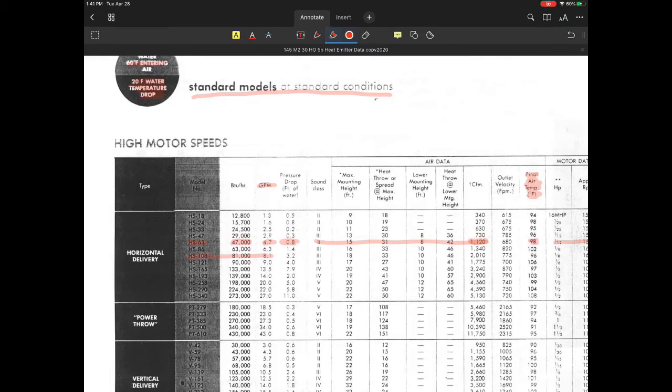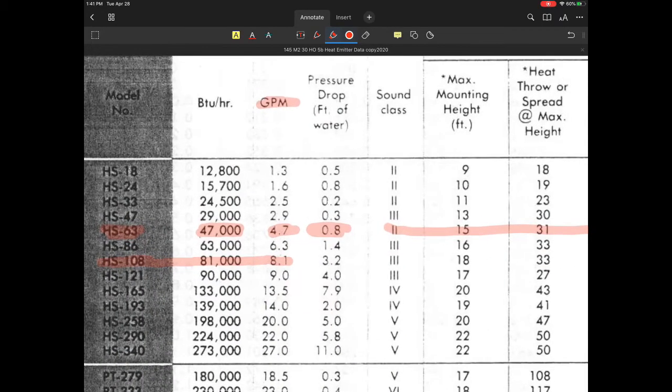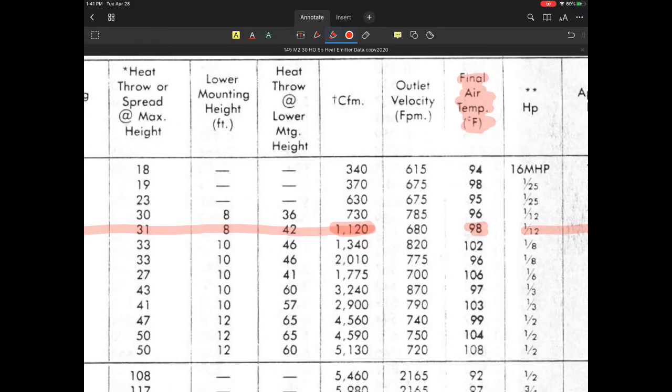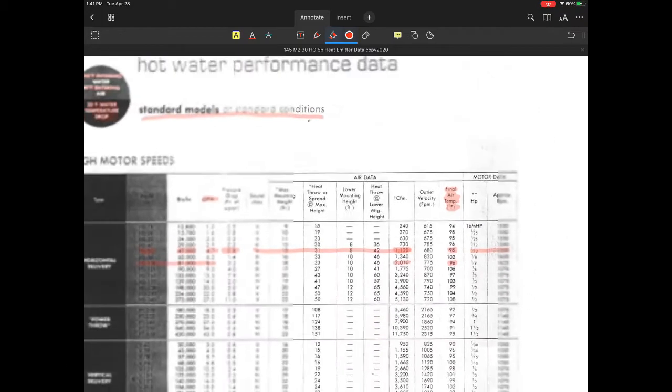Now if I pull up another one of these, an HS108, the HS108 has a capacity of 81,000 BTUs. It would need to have 8.1 gallons a minute with a pressure drop of 3.2 feet of water. That would be in and out of the hydronic side of that particular unit. And of course, if I look further and further, you'll see a lot of very similar data. 2010 CFM, a lot of airflow, a prop fan, and of course 96 degrees is the leaving temperature on there.